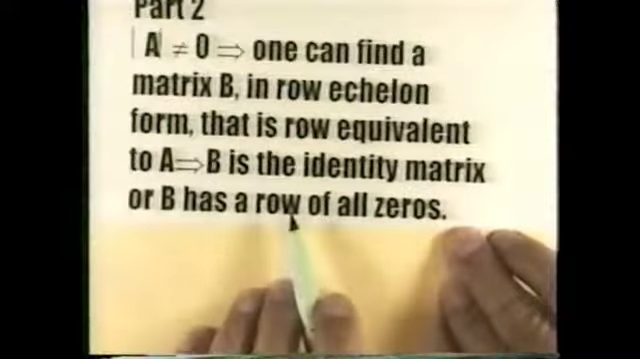Now, if matrix B is row equivalent to A, then B is the identity matrix, or B has a row of all zeros. Because remember, that's why I told you about row echelon form, to talk about row echelon form again, as far as the reduced row echelon form.